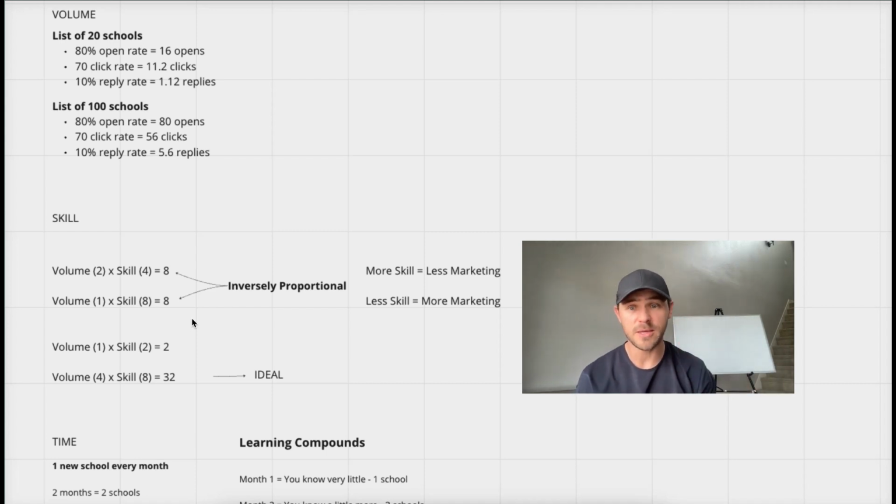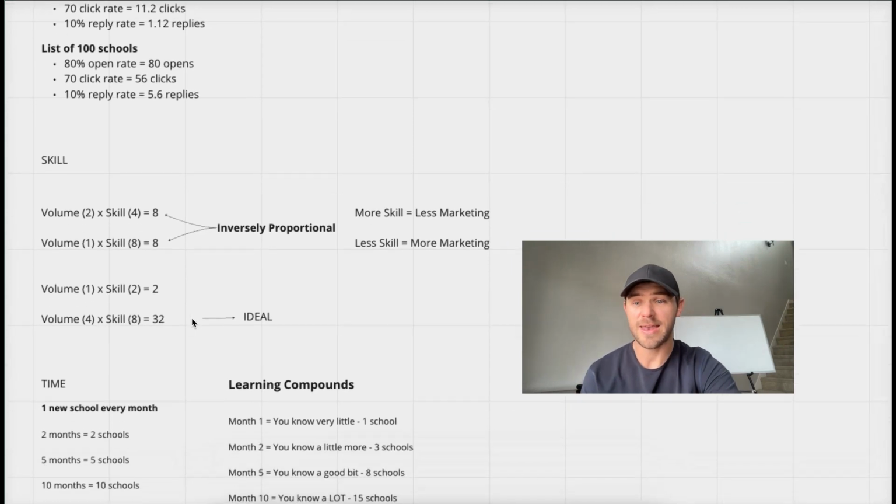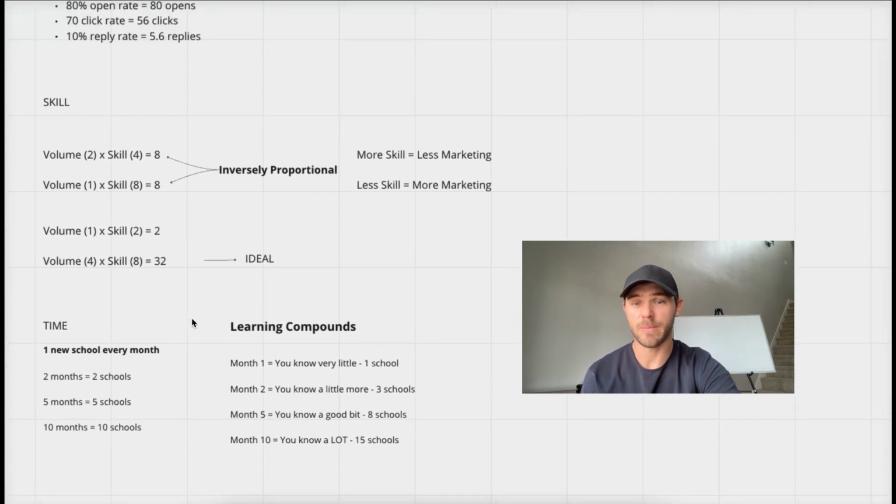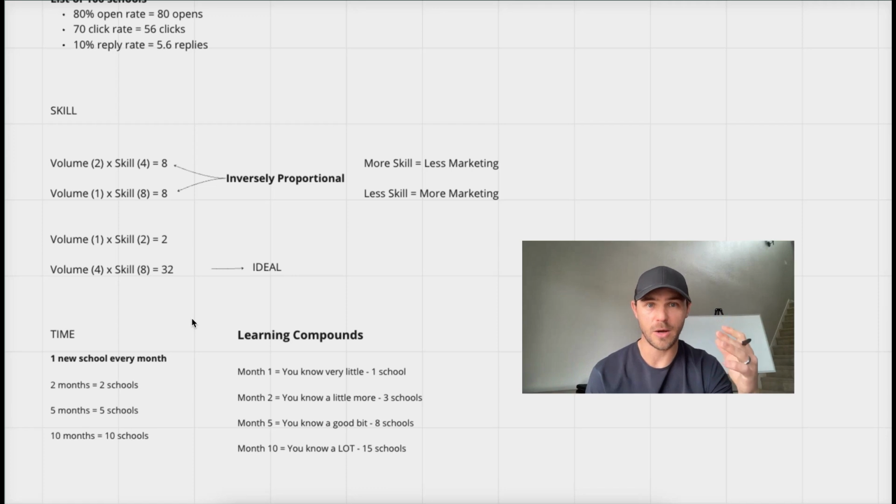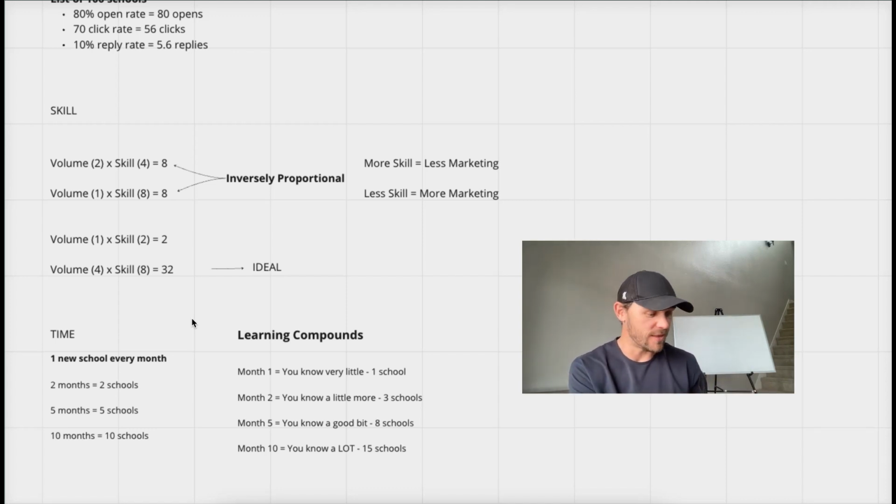We have the volume piece, we have the skill piece, and now we head to the time piece. Because this is another one that a lot of people get in their heads and they get completely discouraged when they only do something for like 30 days, right? They get in their head, I'm going to go send a bunch of emails. So they go send 20 emails in that first month and they only get 1 reply, right? Because we just did the math on that. And then they stop sending emails because they say, well, this doesn't work. And they only do it for 1 month, not knowing that learning compounds on itself and that they're actually going to get more interest over time if they have a long enough time horizon.